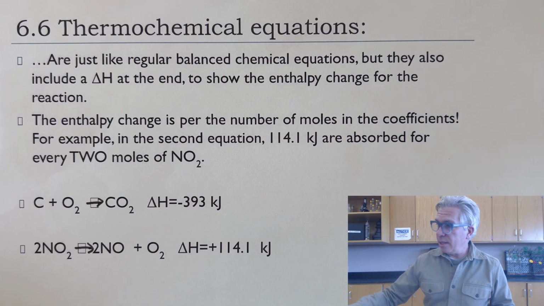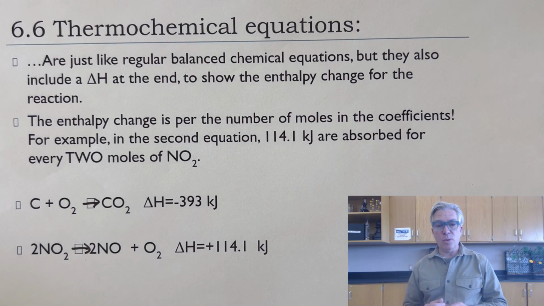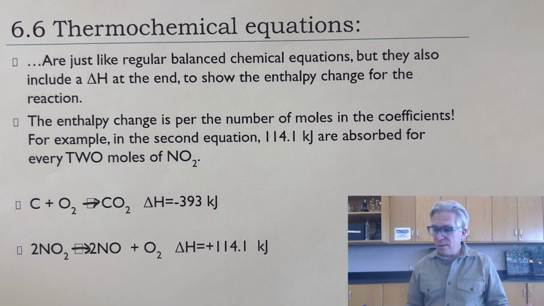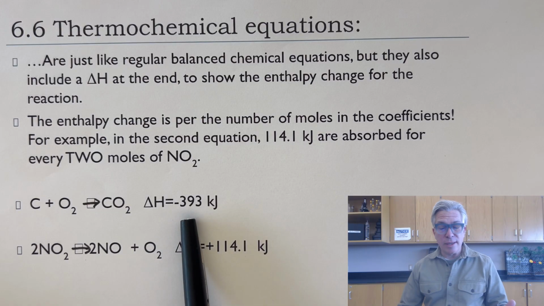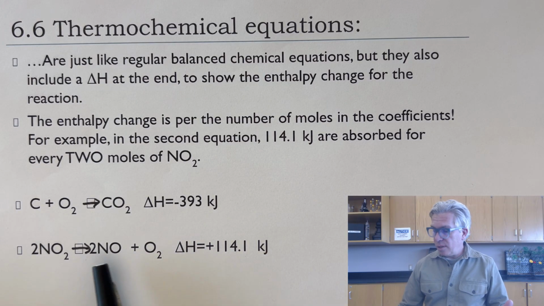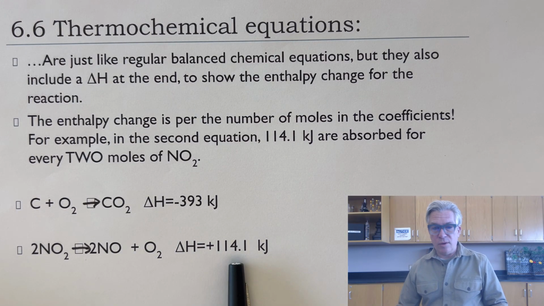One of the most common is by using a thermochemical equation, which are just like regular balanced chemical equations, but they also include a delta H at the end to show the enthalpy change for the reaction. And it's important to note, for example, carbon plus oxygen makes CO2. That delta H is minus 393, whereas the delta H for this decomposition reaction is plus 114.